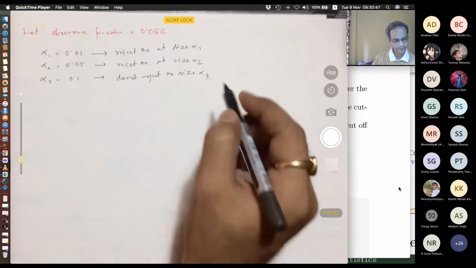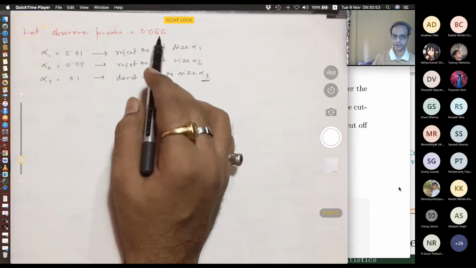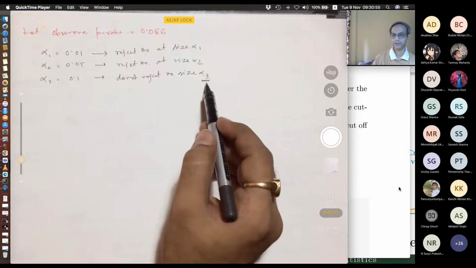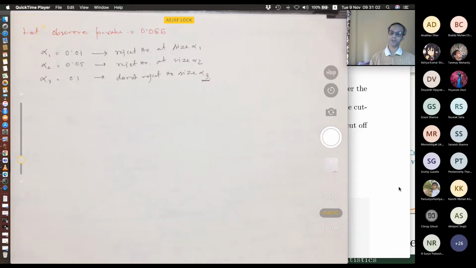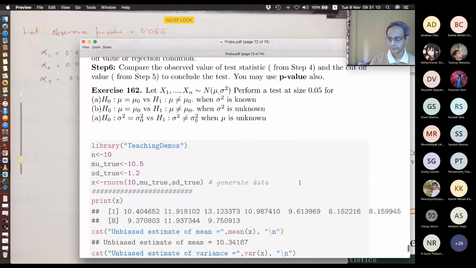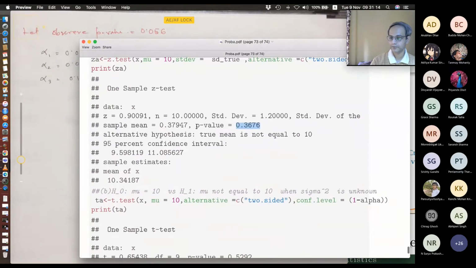So it is important what level of size you are choosing. The p-value will remain unchanged, but depending on your level of size, you will either reject the null hypothesis or not reject the null hypothesis. This flexibility will be with you till the end of the computation. So in software, in most cases, they will provide you the p-values.